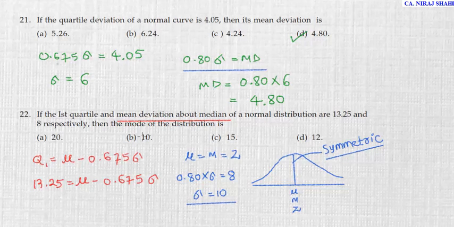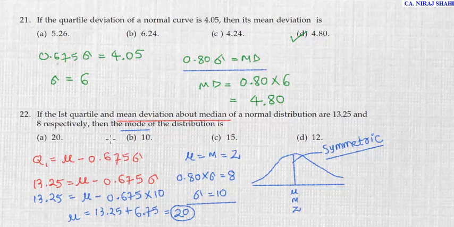So now if we want to find out the mode here, then we can find out the mean also, because mean and mode are both the same. Just put this sigma is equal to 10 into this equation. So it is 13.25 is equal to mu minus 0.675 into 10. So mu is nothing but 13.25 plus 6.75, which is equal to 20. So our answer is 20 here. In the options, the answer is A.